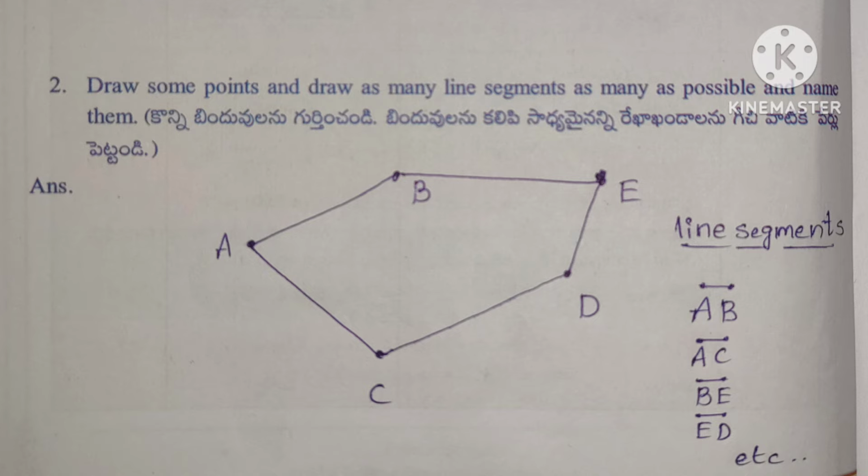Question number 2. Draw some points and draw as many line segments as possible and name them. Here you have to keep the points like this: A, B, C, D, E. After that you have to join them with a ruler. Here the line segments are AB, AC, BE and ED, etc.